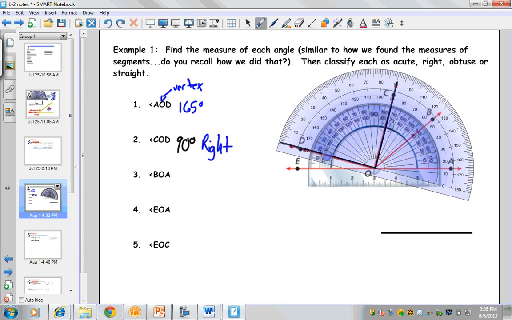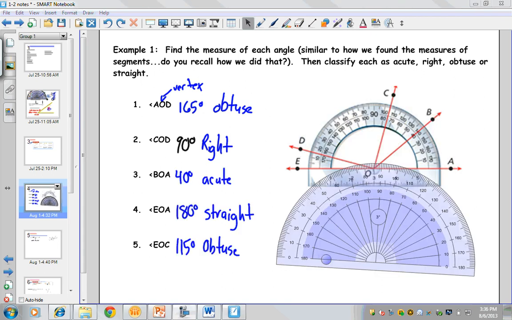And as you guys know, with problem number 1, it was obtuse. So this was an obtuse angle. If you will, go ahead and pause the video so you can figure out the rest of the exercises for 3, 4, and 5. As you can see, I went ahead and finished everything, and for 3, it is a 40-degree angle, which is an acute.